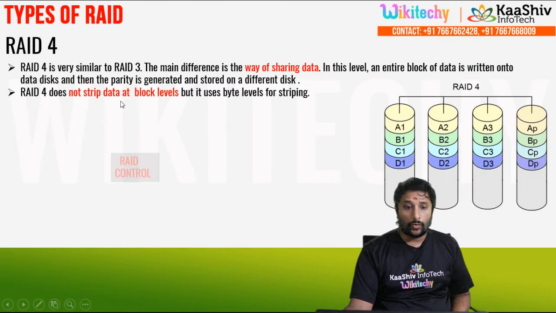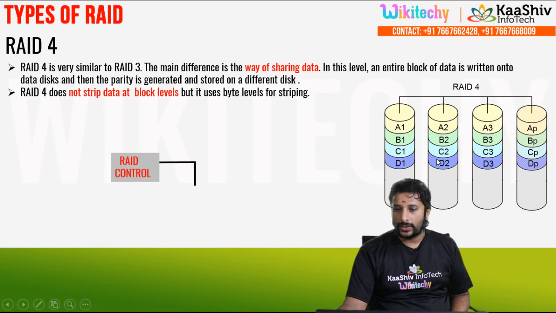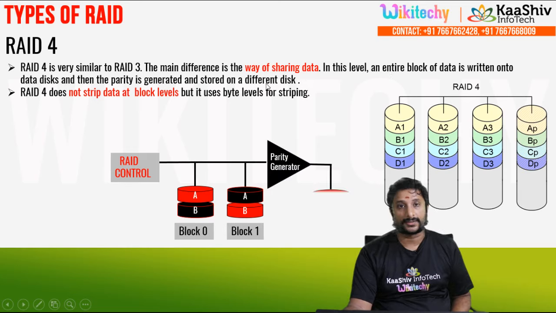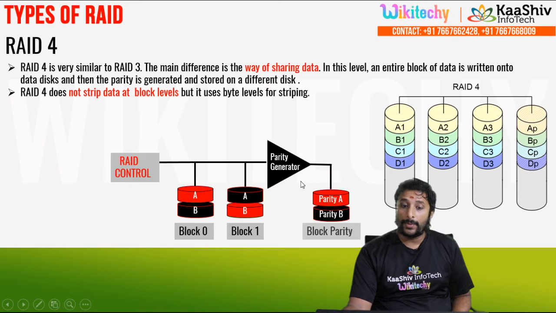Now let's move on to the next one called RAID 4. Here it is very simple, kind of like your RAID 1. RAID 4 is similar. The main difference is the way of sharing data. An entire block of data is written onto a data disk, and then the parity is generated and stored on a different disk. So simultaneous writing of data happens there. A block of writing is happening here. That's the difference between RAID 3 and RAID 4.